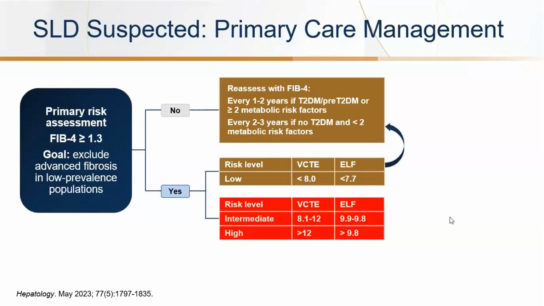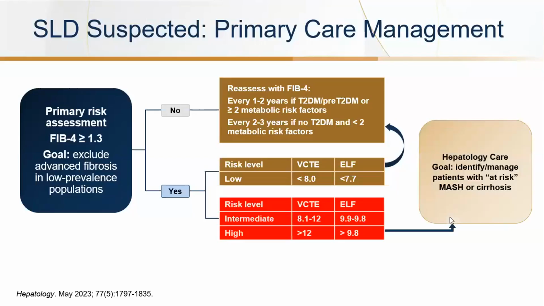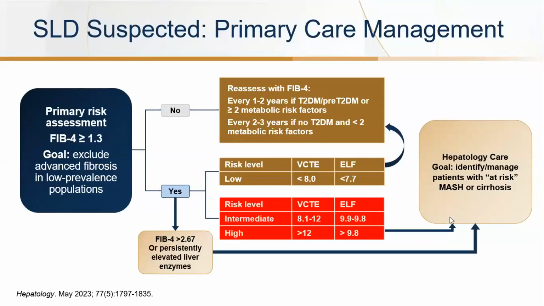So again, if they're at that low risk, you go back up to the top, you can reassess in 1 to 2 years. If they're at that intermediate or high risk, we definitely want to be sending them to hepatology. If you don't feel comfortable getting the FibroScan or getting the ELF test, you can also refer them directly to hepatology. We are always happy to see them.